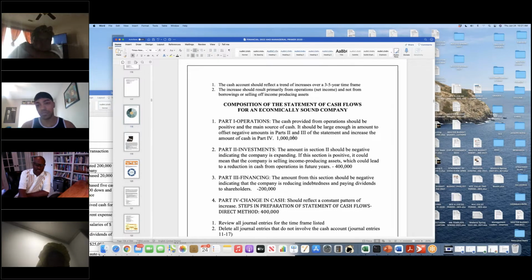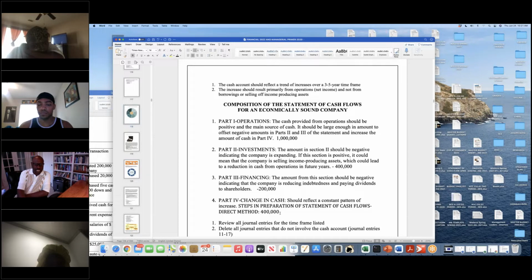We used this example, and we said that an example of a good company would be: operations provided $1 million, and 400,000 was then spent to expand. Another 200,000 was spent on paying dividends and reducing indebtedness, and we still increased cash by 400,000. That's kind of the ideal situation that we'd like to see in a company.